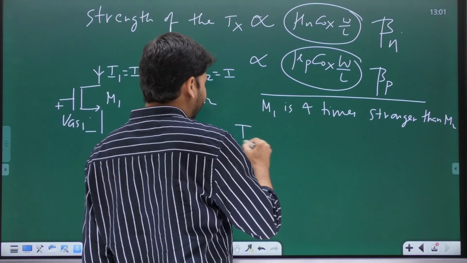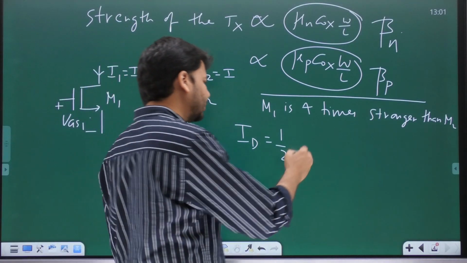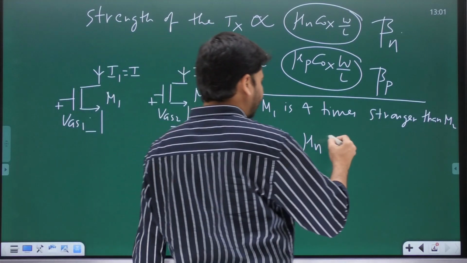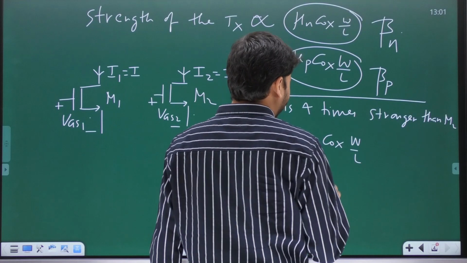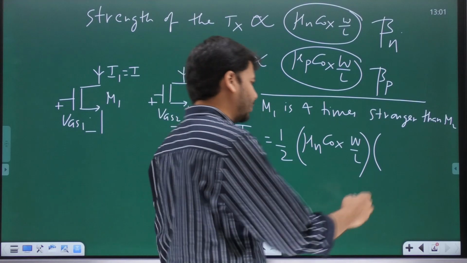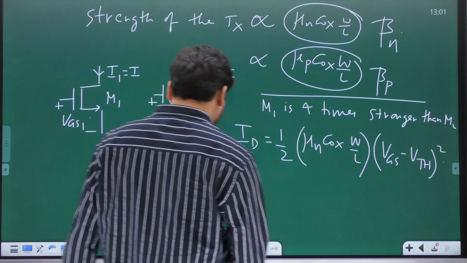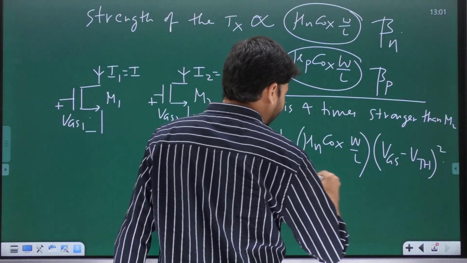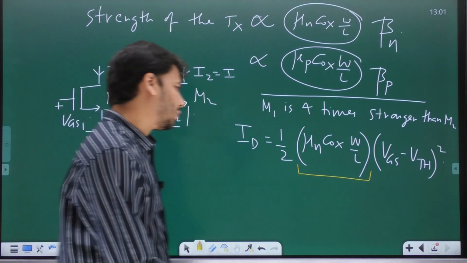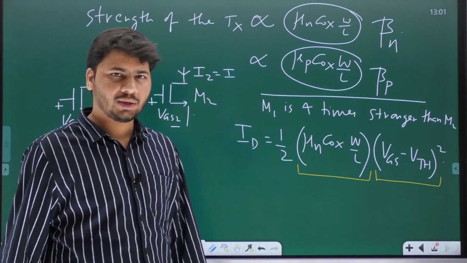You see, the drain current ID is a product of two factors. One is the strength of the transistor, which is directly dependent on mu n Cox and W by L. And the second is the square of the overdrive voltage, VGS minus VTH whole square. So here, as you can see, we have two factors: the strength of the transistor, mu n Cox W by L, and the square of the overdrive voltage, VGS minus VTH whole square.